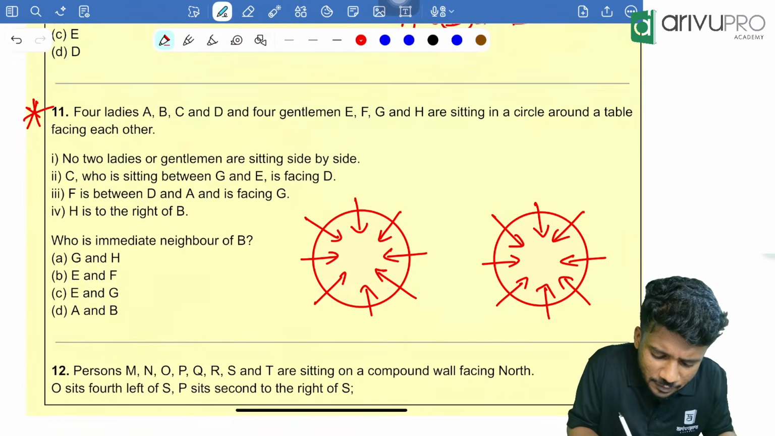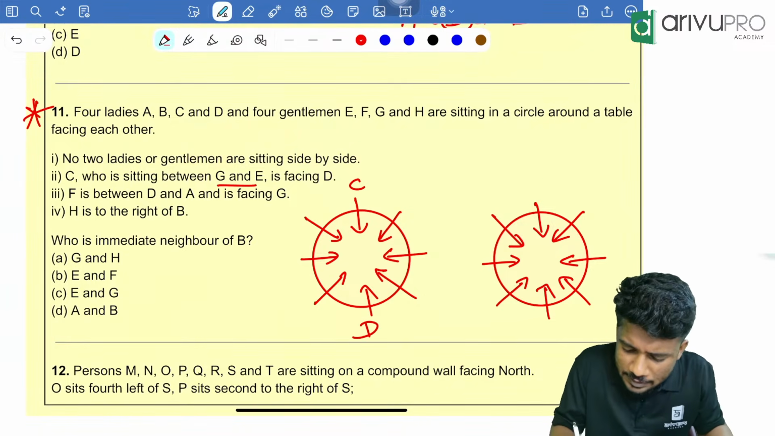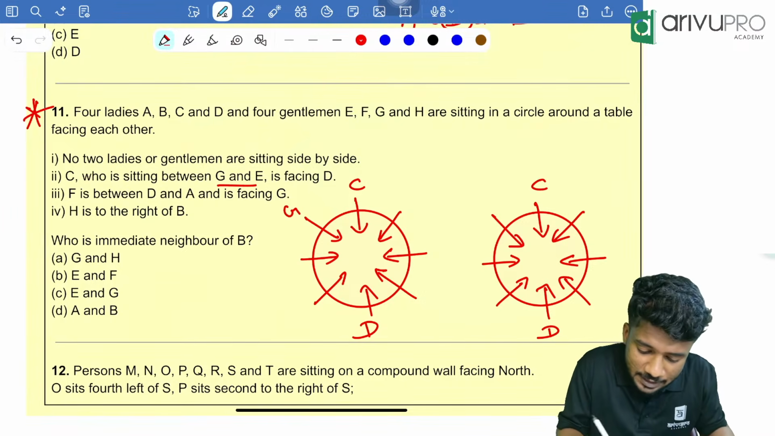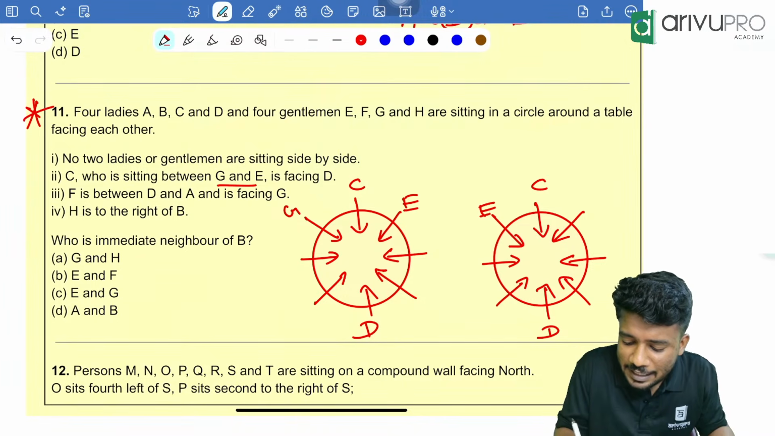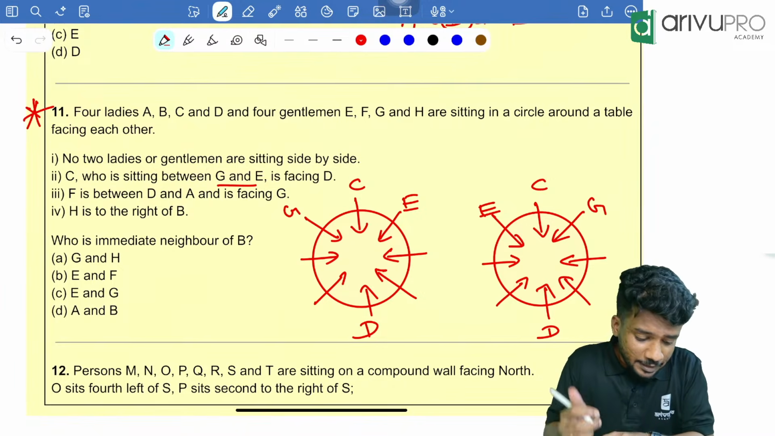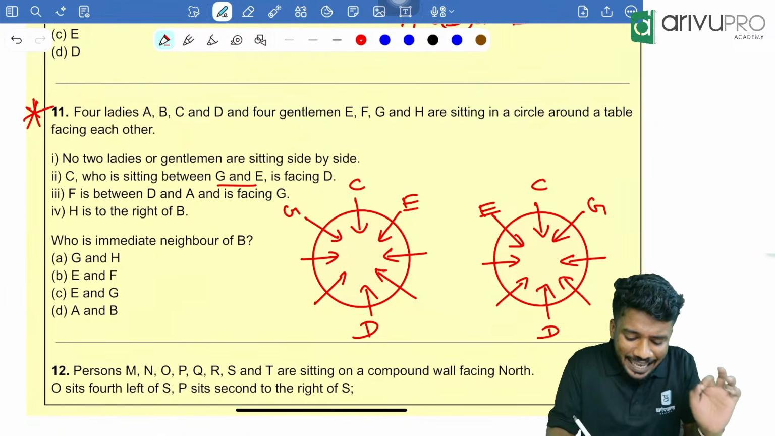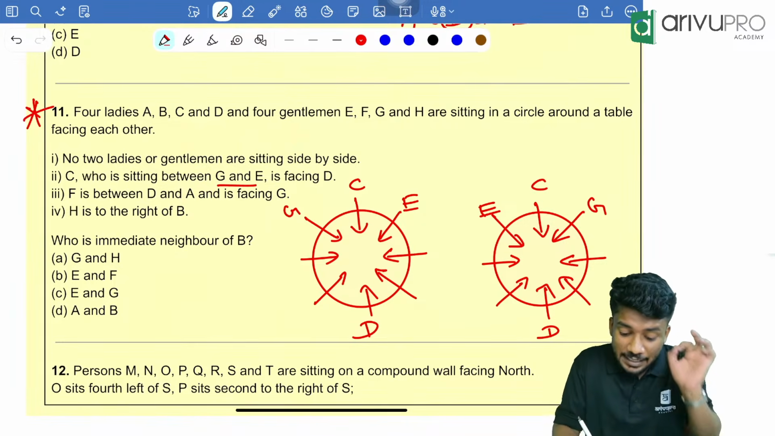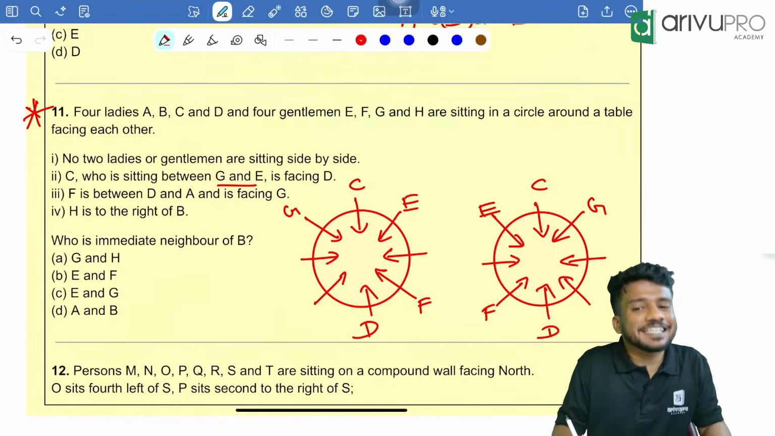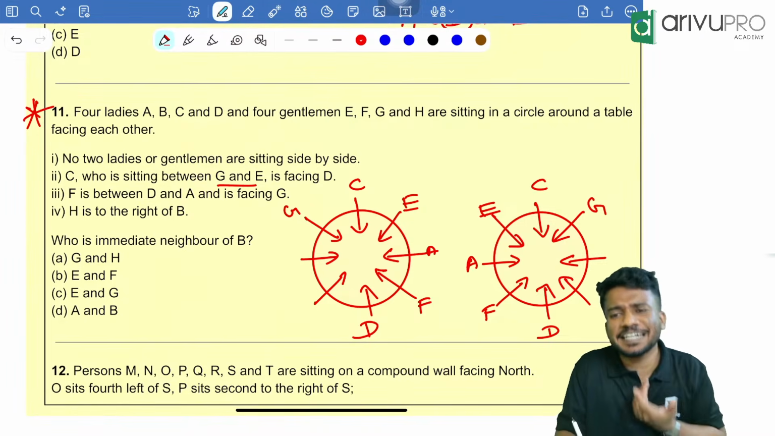C, who is sitting between G and E, faces D. C faces whom? D. Then C, who is sitting between G and E, I will write G and E over here, and E and G over here. Then next one. So F is between D and A and is facing G. F should face G. Then F is between what and what? D and A. F is between D and A.